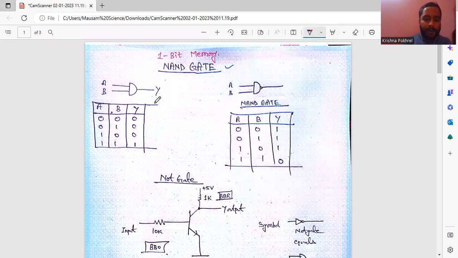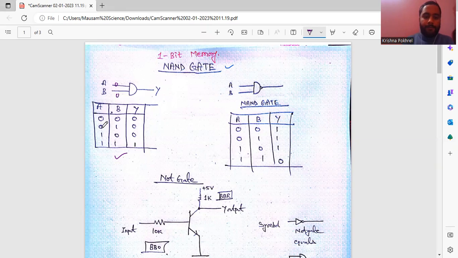At first, we have here A and B connections and Y is the output. This is called a NAND gate. If we see the truth table of this NAND gate, we can see that if both A and B are 0, then the output will be 0.